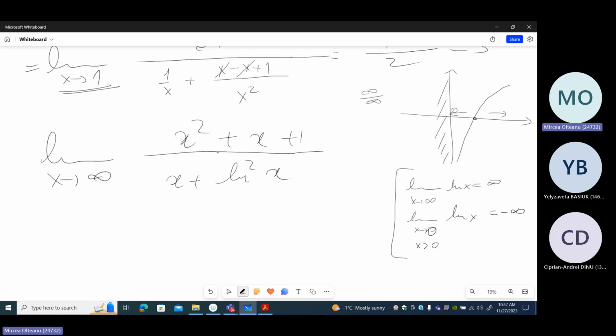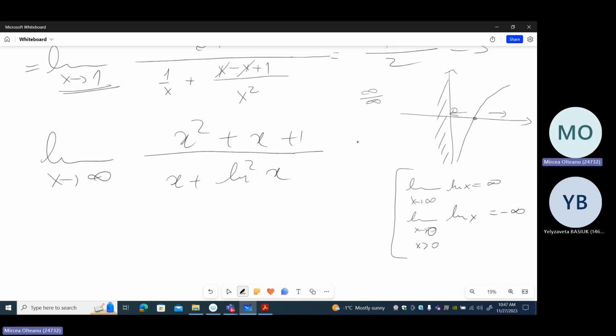So now let's go back to our limit. It is infinite over infinite. The common factor doesn't work here very well because you have this logarithm and you cannot simplify it. So L'Hopital rule seems to be more appropriate. So above we have 2x plus 1 and below we have 1 plus now the square root of the logarithm.